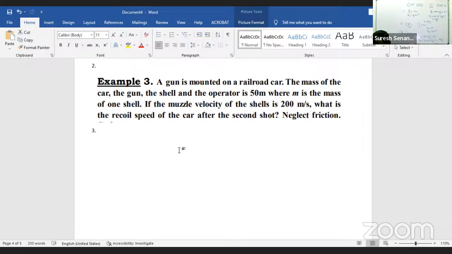This one is a little different question. You need to think more critically.